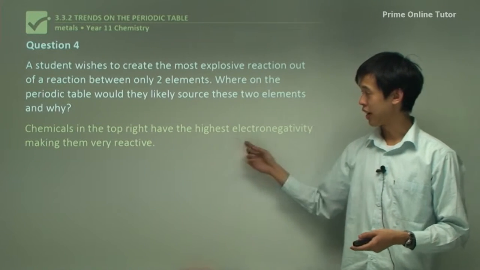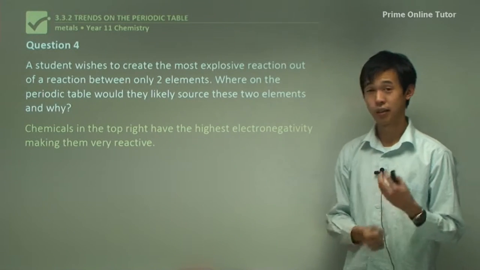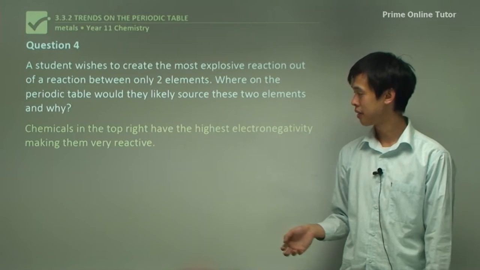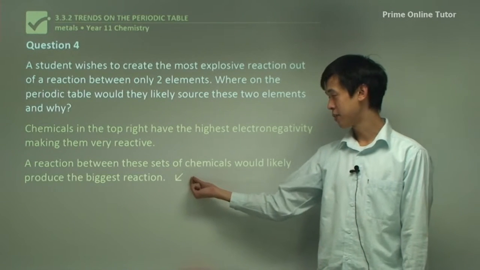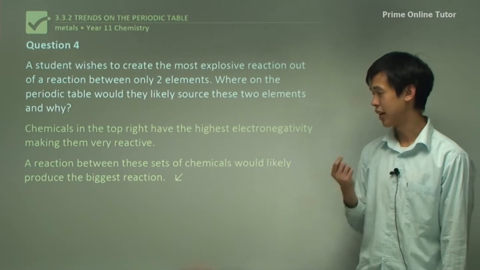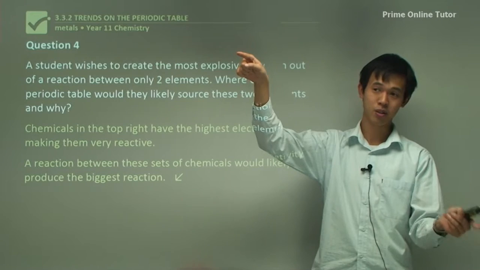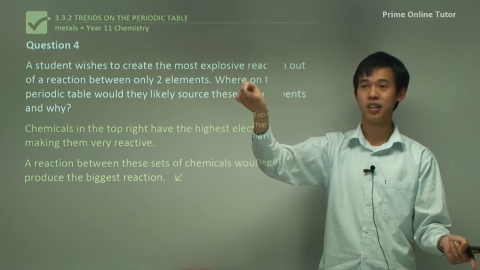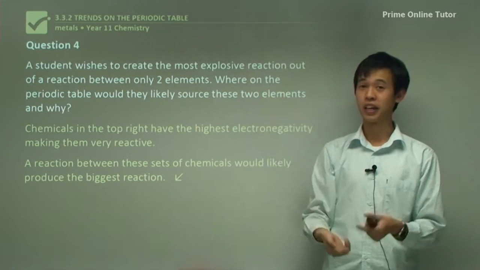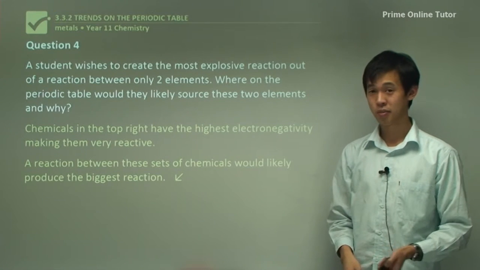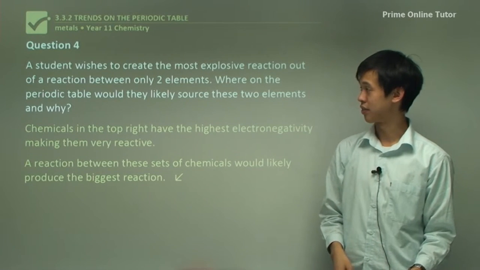Chemicals in the top right have the highest electronegativity, making them very reactive because they want to grab as many electrons as possible. So a reaction between these 2 sets of chemicals would likely produce the biggest reaction. If we pick the bottom-most left one and the top-most right one, excluding helium, then we get a really enormous reaction. So moving on to the last question, question 5.